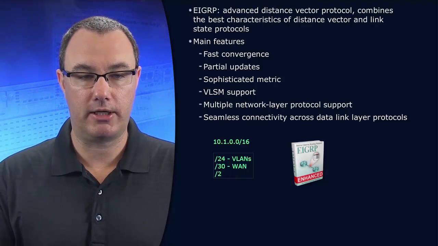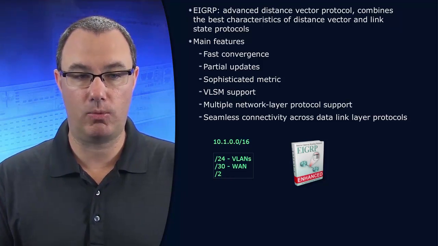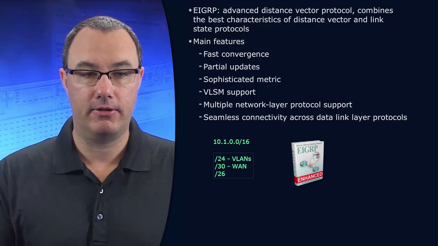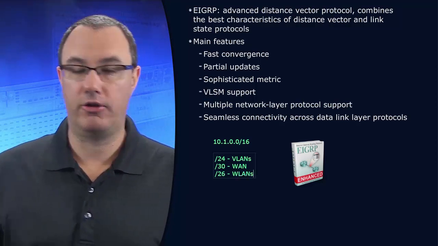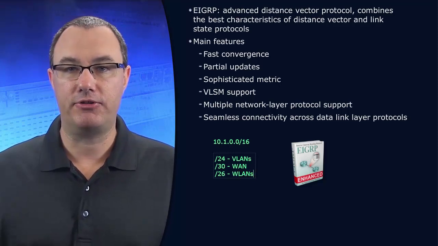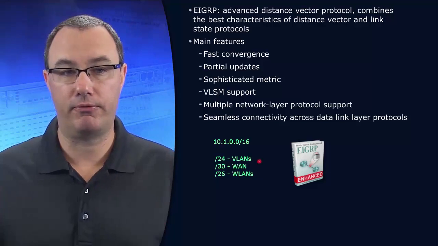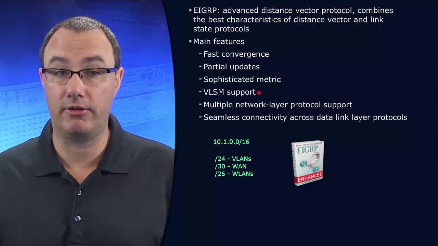Let's use something maybe a little bit more realistic for wireless LANs. Let's say a wireless LAN is going to be a /26. So you look at that and you go, well, wait a minute, Dan. That's different masks. Am I going to be able to pull that off? Well, I can only pull that off if I have VLSM support.